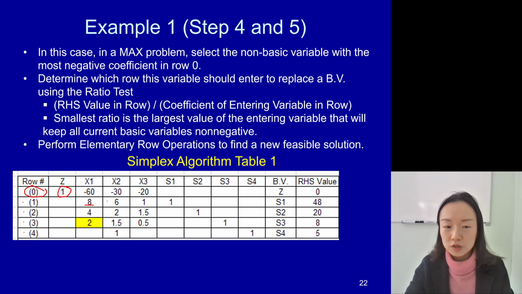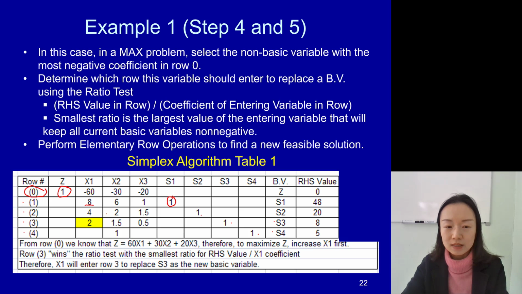And in the first constraint, we added s1. S1 had this 1 as its coefficient, so S1 is the basic variable. S2 is the basic variable in the second row, S3 in the third, and S4 in the fourth row. And from here, we would perform elementary row operations to find a new optimal solution. Because we know that this z equals this, that's our objective function. To maximize this z, we would increase x1 first.